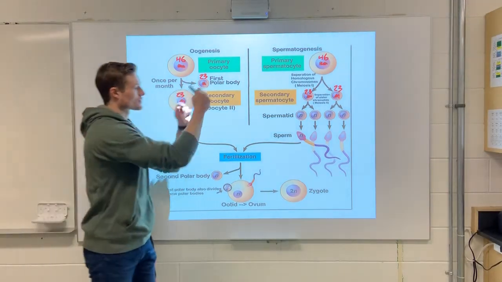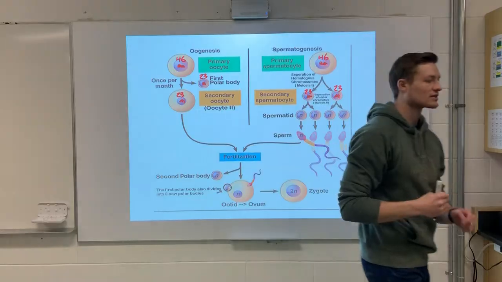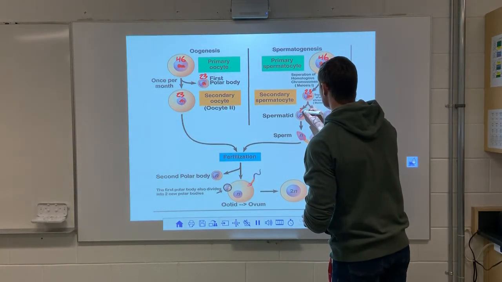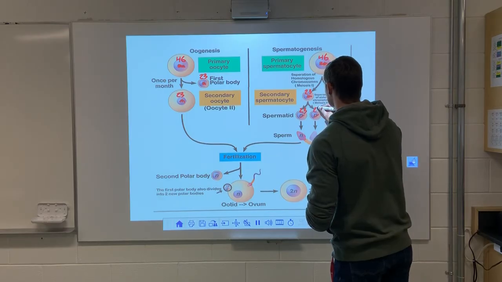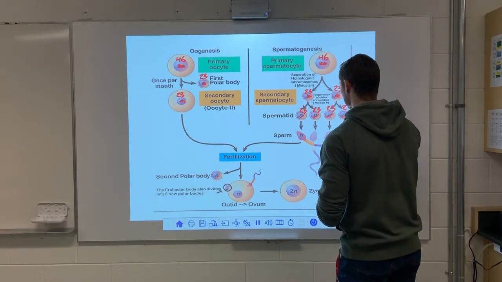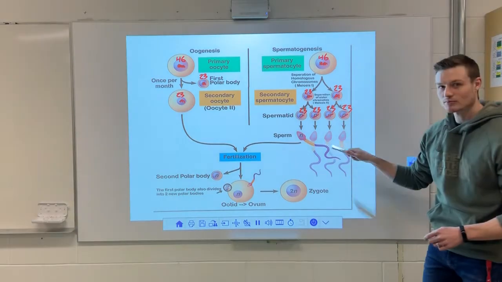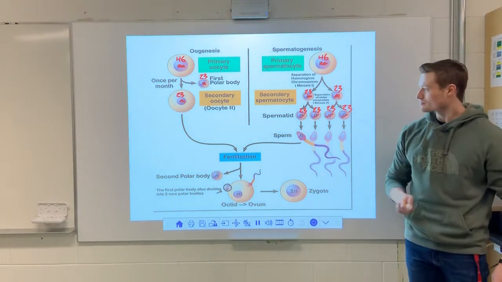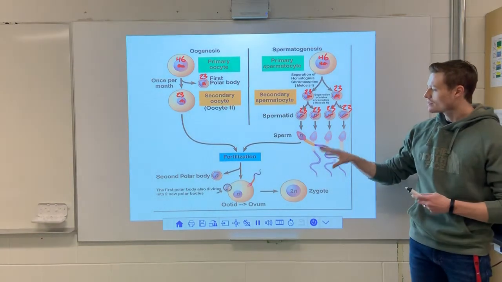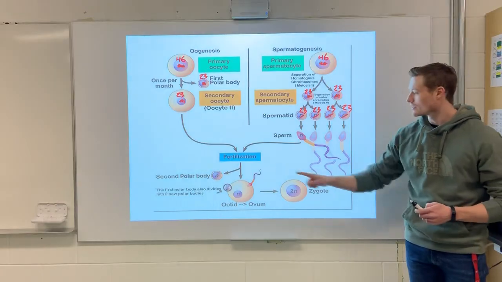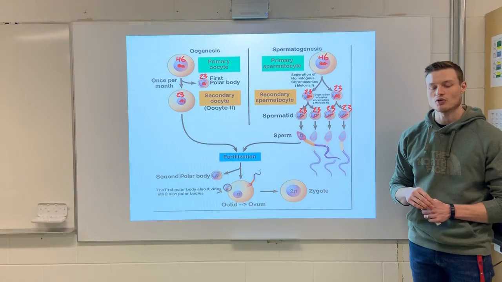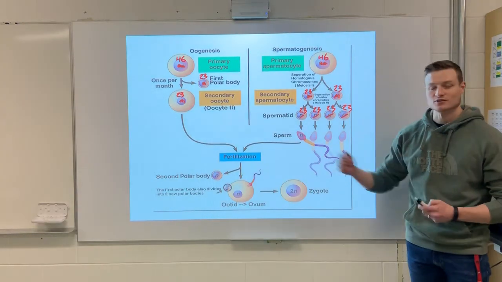Now, back over to spermatogenesis. We then have our second division where we take our secondary spermatocyte and it becomes a spermatid. These spermatids will eventually grow and develop into sperm in the epididymis. All right, back to oogenesis. Notice that the second division doesn't actually happen until fertilization occurs. So you're actually not going to get your fully formed ovum until fertilization.